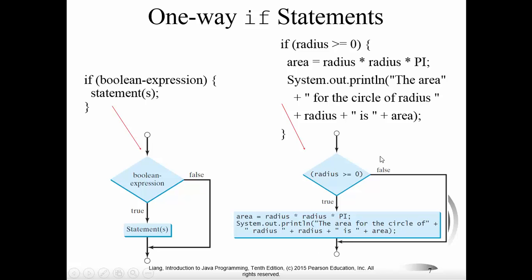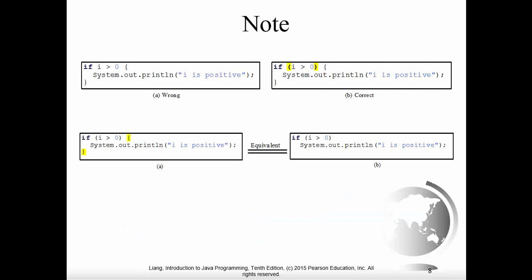In this example, if the radius is greater than or equal to 0, I'm going to set the area equal to the correct formula, and I'm going to output that information to my user. That's a one-way if. In the 120 class, it's referred to as a single selection if.